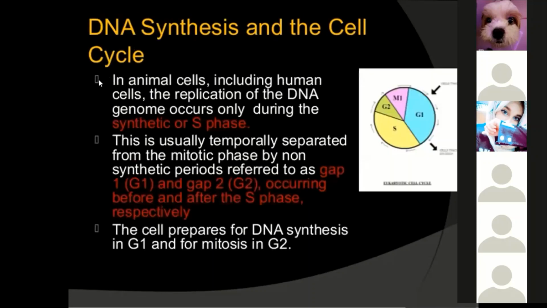The DNA synthesis and cell cycle. In animal cells, including human cells, the replication of the DNA genome occurs only during the synthesis phase. In the G1 phase, there is preparation for that. All the enzymes which are required for that just start getting assembled. And this is the synthesis phase where the replication takes place. This is usually temporally separated from the mitotic phase by a non-synthetic period referred to as a gap phase, and this is the G2 phase, which goes for mitosis after that. The cell prepares for DNA synthesis in G1 and for mitosis in the G2 phase.